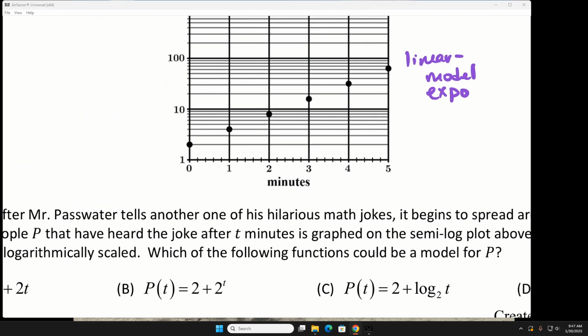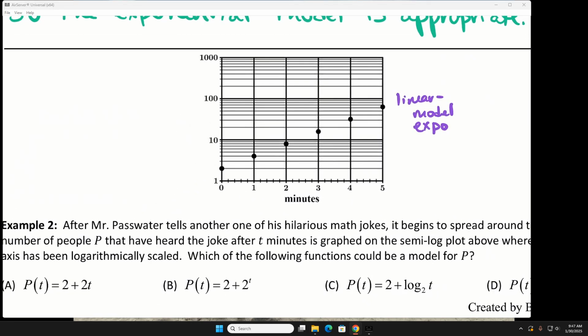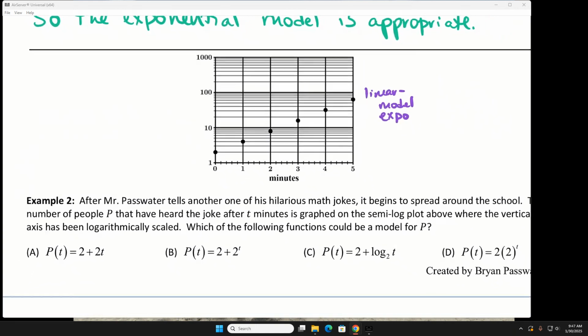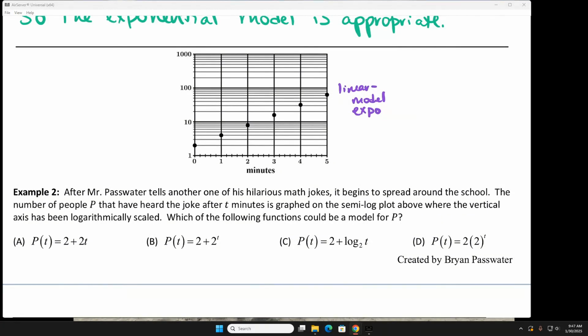So this data is from Mr. Passwater telling jokes. And the joke begins to spread through the school. The number of people, P, that have heard the joke, T minutes, is graphed in the semi-log plot above, where the vertical axis has been logarithmically scaled. Which of the following functions could be a model for P? So we just said that the model should be exponential.